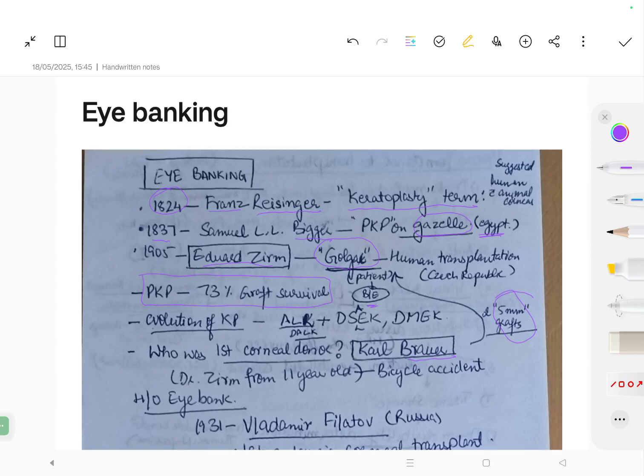Evolution of keratoplasty: it started with anterior lamellar keratoplasty and DALK, and it shifted to DSAEK, Descemet's stripping automated endothelial keratoplasty, and now it has shifted to DMEK, Descemet's membrane endothelial keratoplasty.